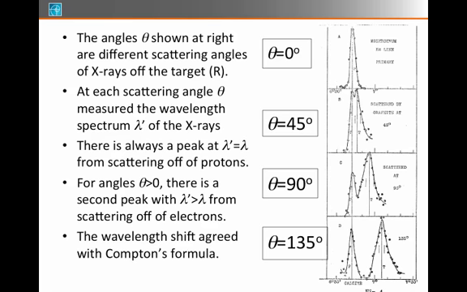The wavelength shift that was found in these graphs agreed very well with the formula originally attained by Compton. In this way, he was able to confirm that photons do have particle-like behavior because they scatter like billiard balls, and the momentum shift that they have as a result of elastic scattering is exactly that which you expect from billiard ball type scattering in first-year physics.